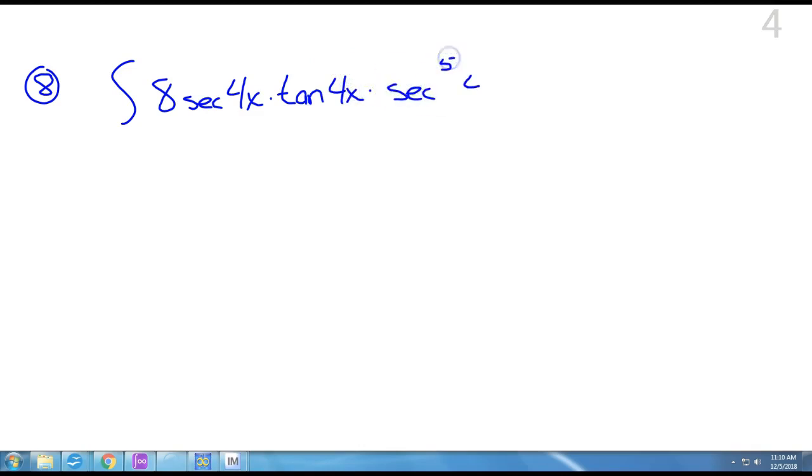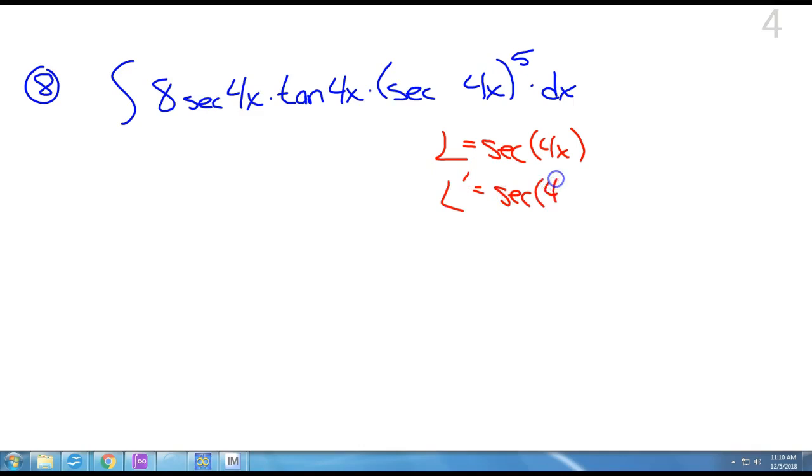So it's got that sec 5 4x. Remember that this 5 here makes a lot more sense if you write it outside like that. So the 5 in the middle here, if you transport it to the outside, it's a lot easier to see. Okay, but now that's the big guy. Sec of 4x is the little guy. So L equals sec of 4x. L prime would be sec of 4x tan of 4x times 4.